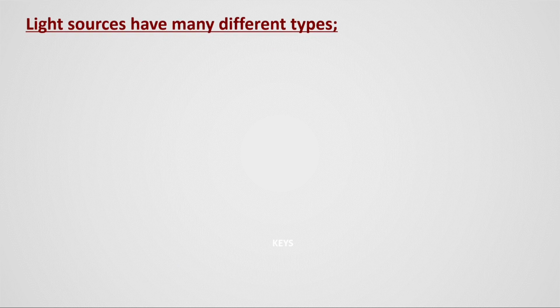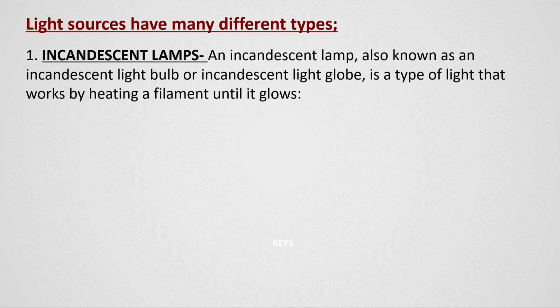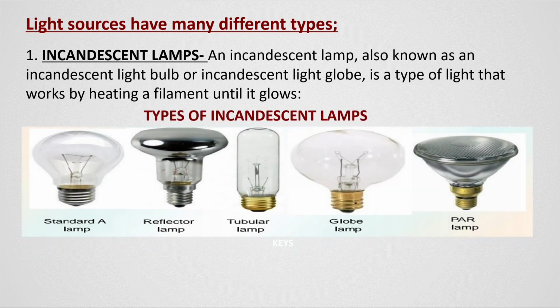In light sources, there are many different types. First is incandescent lamps, also known as an incandescent light bulb or incandescent light globe, which is a type of light that works by heating a filament until it glows. The cost of an incandescent lamp is cheaper. The color rendering index is considered to be 100. In incandescent lamps, there are 5 types.